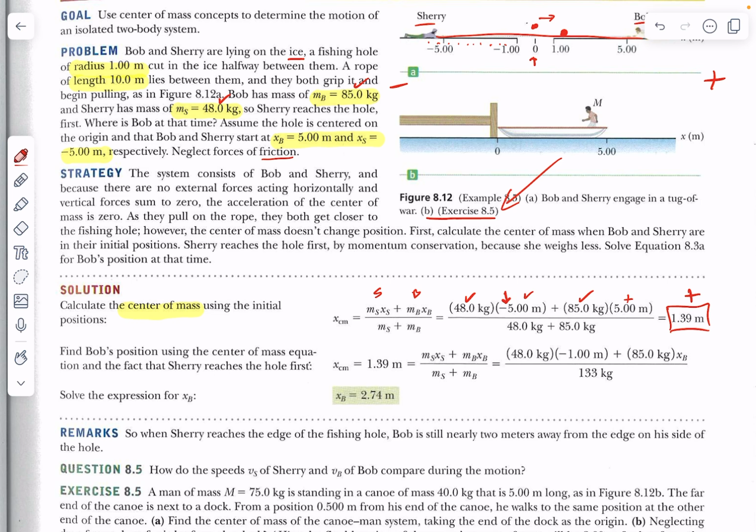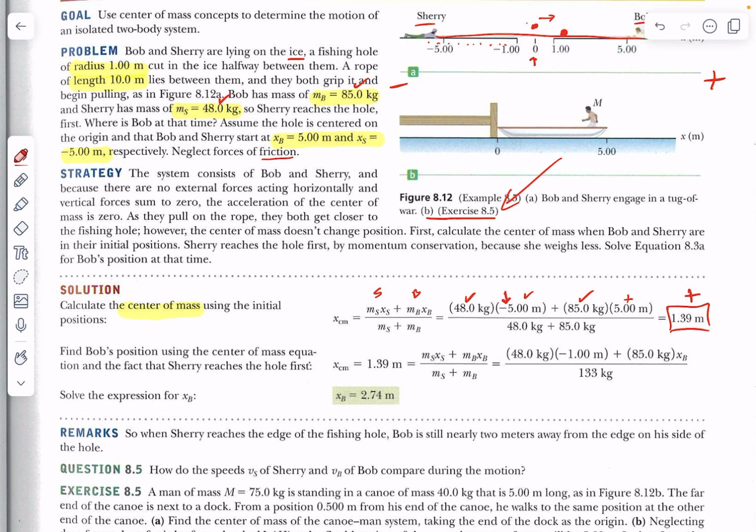Now, find Bob's position using the center of mass and the fact that Sherry reaches the hole first. So now Sherry is being pulled more towards Bob than Bob is being pulled towards Sherry, because Bob has the greater mass. Not because he's stronger. We don't want our young ladies in the classroom to feel like this is old-fashioned. And when we look at this problem, the center of mass is going to begin to change.